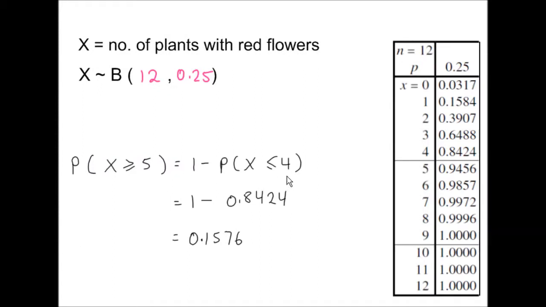So P(x) more than or equal to 5 is 1 minus less than or equal to 4. There's a probability for x less than or equal to 4. 1 minus that is 0.1576. So if this probability calculated is less than or equal to the significance level, we reject H0. The significance level is 6%, or 0.06. This probability is more than the significance level, so we accept H0.